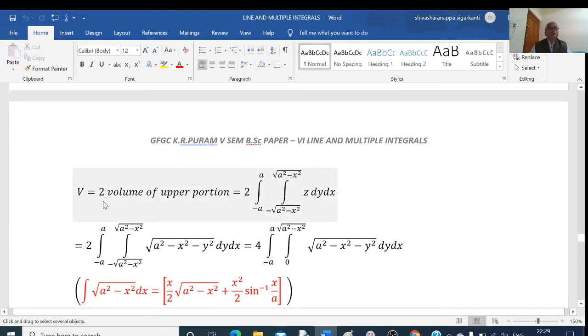So volume equals 2 times the volume of the upper portion. The volume of the upper portion is given by the integration x ranges from minus a to plus a, y ranges from minus root of a square minus x square to plus root of a square minus x square, z into dy into dx. Substituting for z, z is nothing but root of a square minus x square minus y square, into dy into dx. And we know the integration of this.